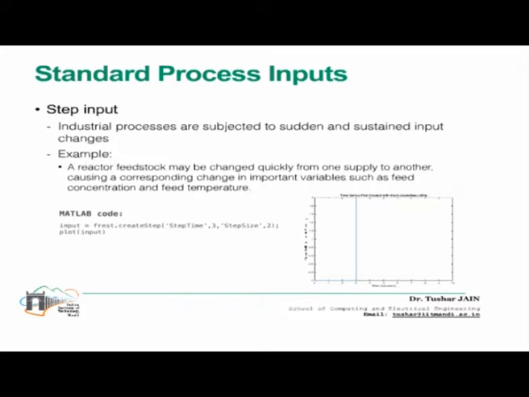So the very first standard process input is the step input. In industry, processes are very often subjected to sudden and sustained input changes. You have the inflow of material into the reactor, and suddenly there's a step change in the material which you need to tackle with a controller. So let's see how the step input looks.